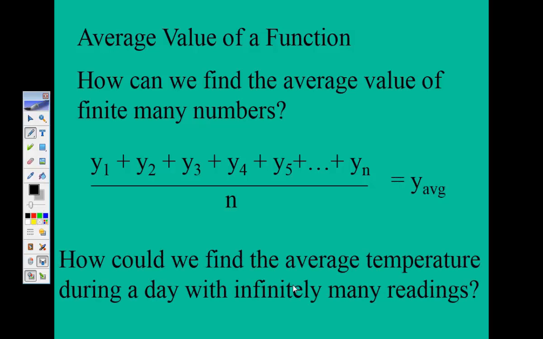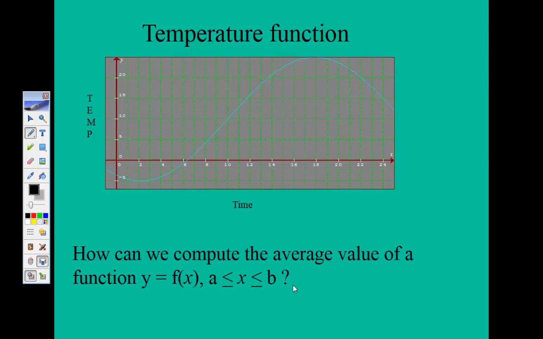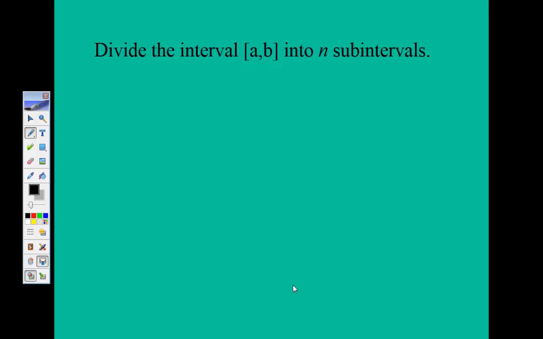But how could we find the average temperature during a day when we have infinitely many readings? Here's a graph that may represent the temperature during the day. We have a continuous function. So we're going to look at how we can compute the average value of this function over an interval. What we're going to do is divide the interval into n subintervals. This process is very familiar to us now because this is how we found the area under the curve.